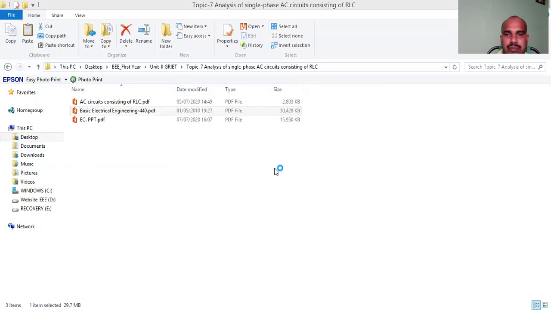The phasor diagram and voltage triangle, for XL greater than XC. This is a phasor diagram of the series RLC circuit, AC through the series circuit. This is a phasor diagram.